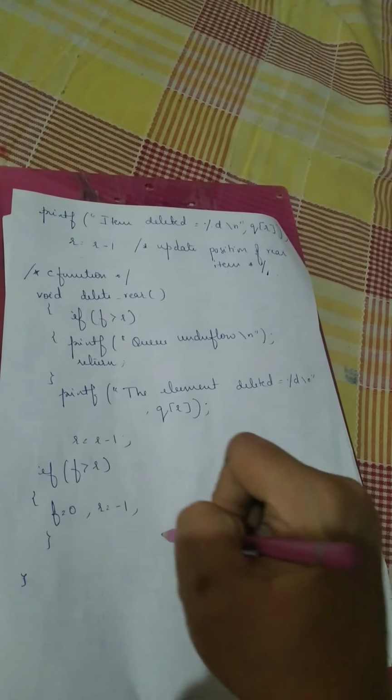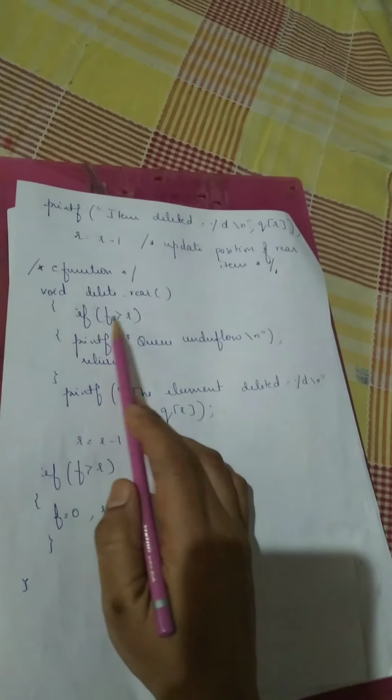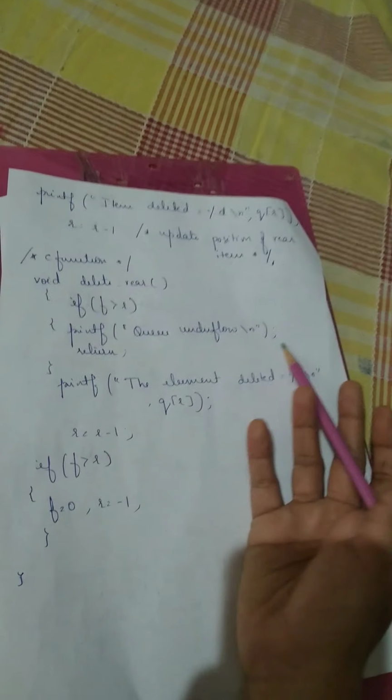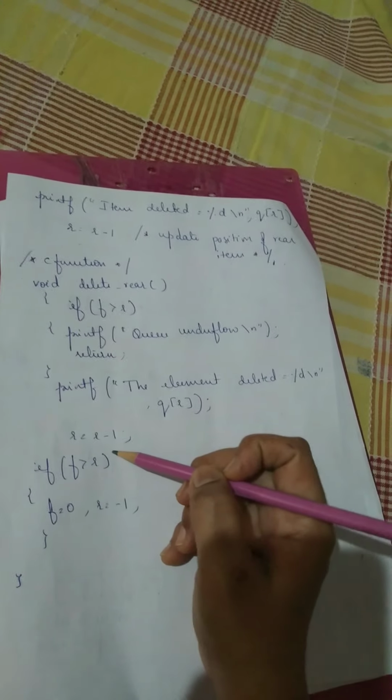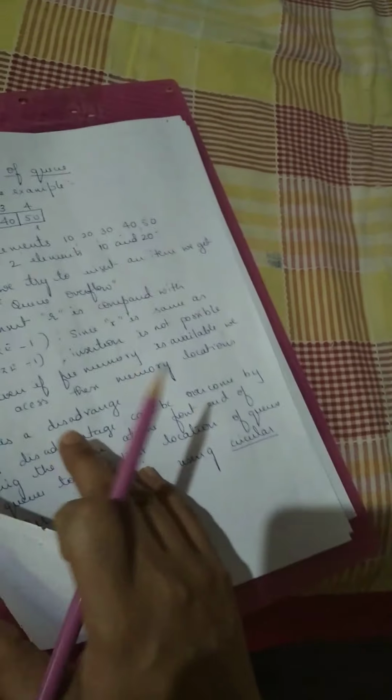C function for delete rear. If F is greater than R, that means Q is underflow. Otherwise, delete the item and decrement R by 1.